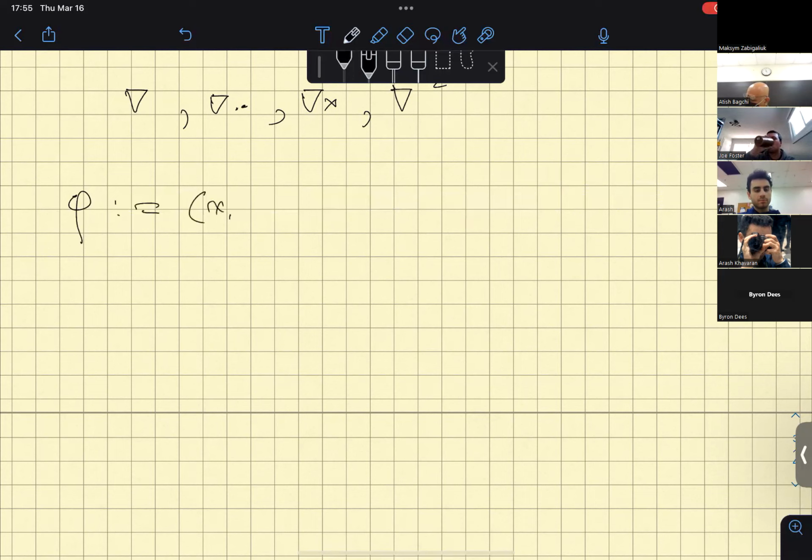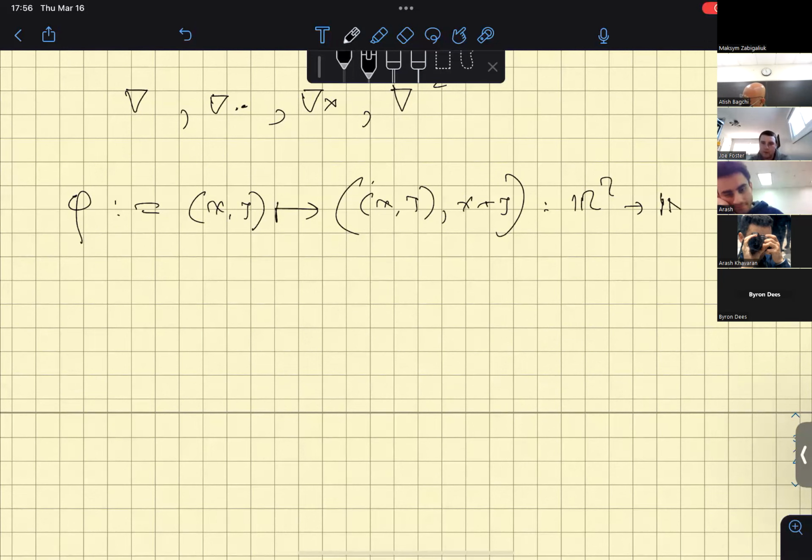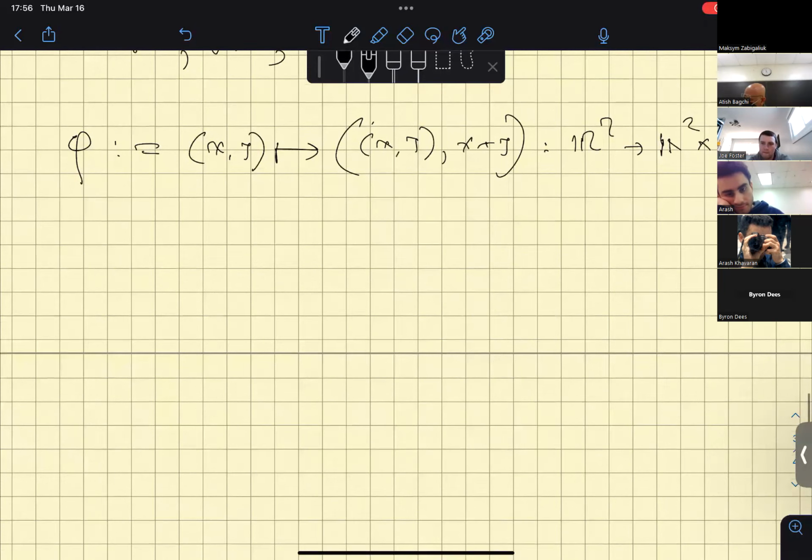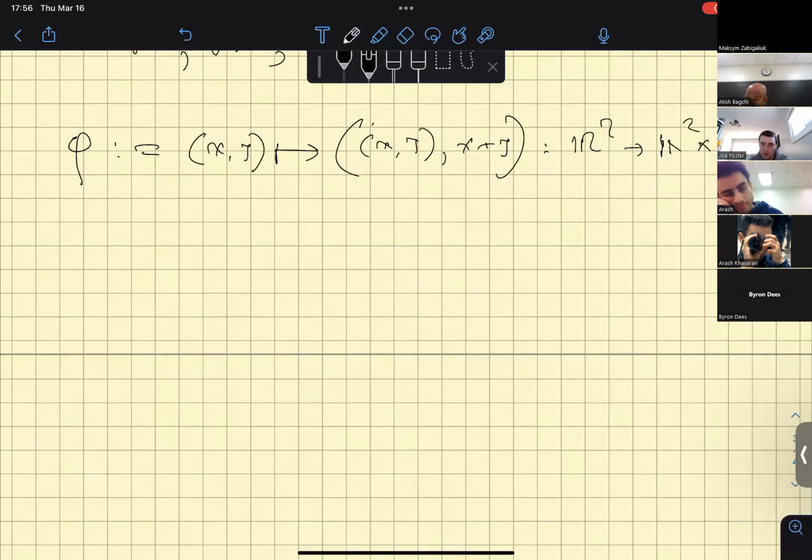P is xy going to xy comma x plus y from R2 to R2 cross R. That means at each point I have a number. So this is a scalar field. So we can think of this as specifying the temperature. So at the point 1, 1, the temperature is 2. At the point 0, 0, the temperature is 0. At the point 1, 0, the temperature is 1. So this is a map of the temperature.